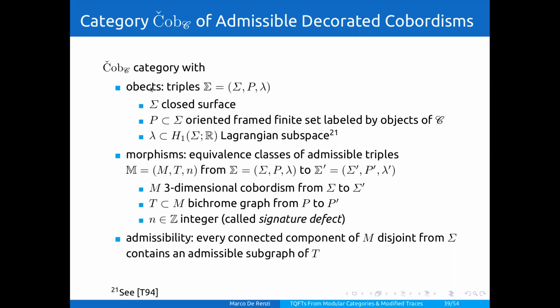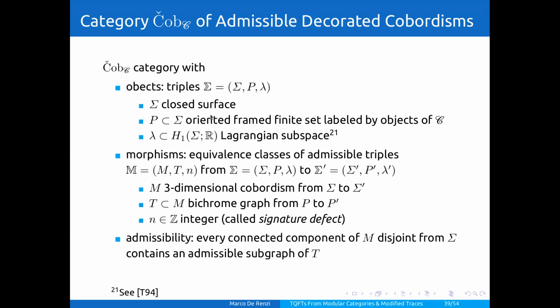Objects in the category of admissible decorated cobordisms are triples, sigma, P, lambda. So sigma in this triple is a closed surface. P is an oriented framed finite set of so-called marked points inside the surface sigma, which are labeled by objects of the category C. You should think about these marked points as being blue. You should think about them as kind of boundary vertices for bichrome graphs.